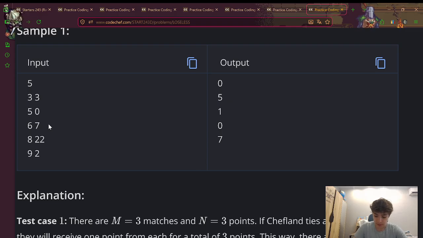So I will take input as N and M. N is matches and M is score. So we get input as 7 and 6. So they have played 7 games and they got 6 score. Okay, so that's pretty good. And now I could see that 7 and 6. So what could it be? If I subtract this, no, I don't get something special.